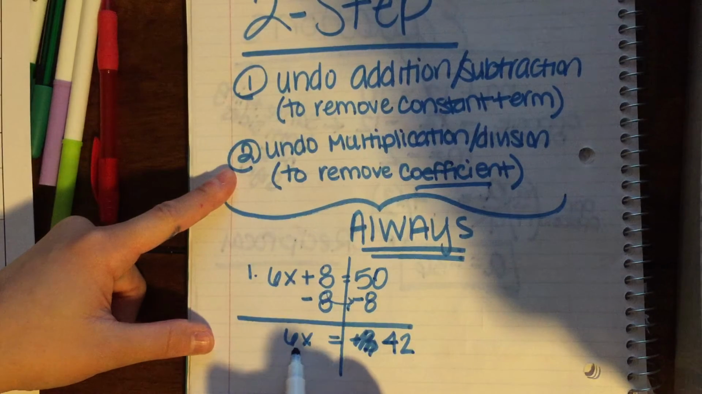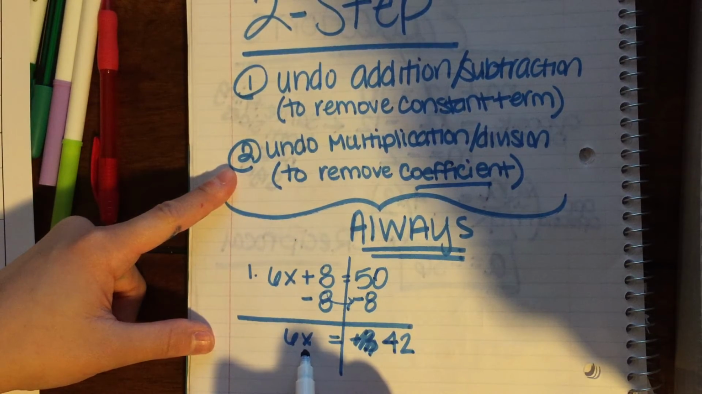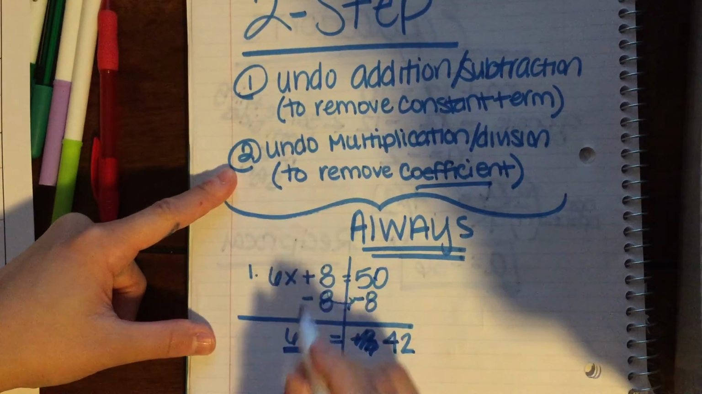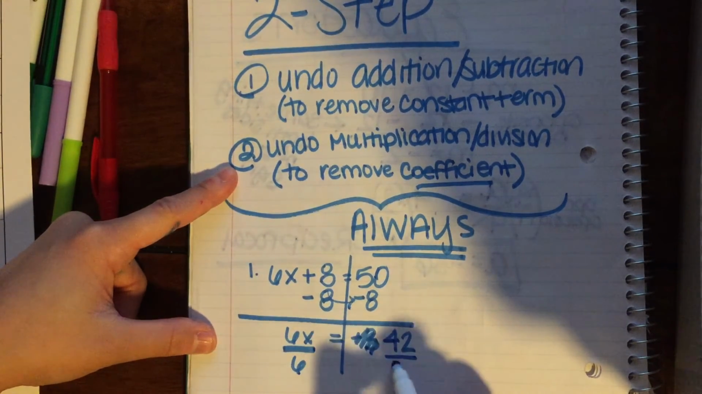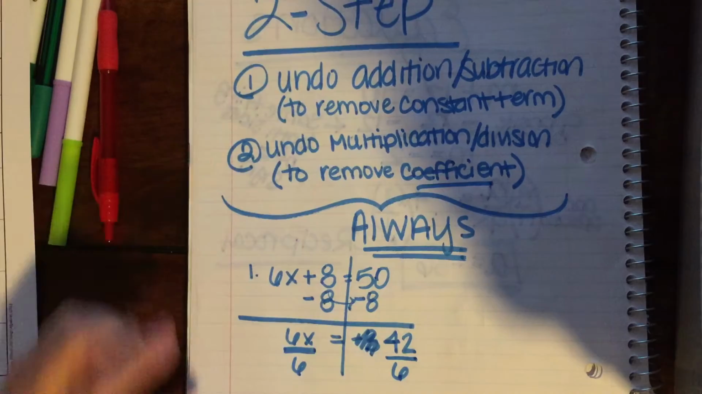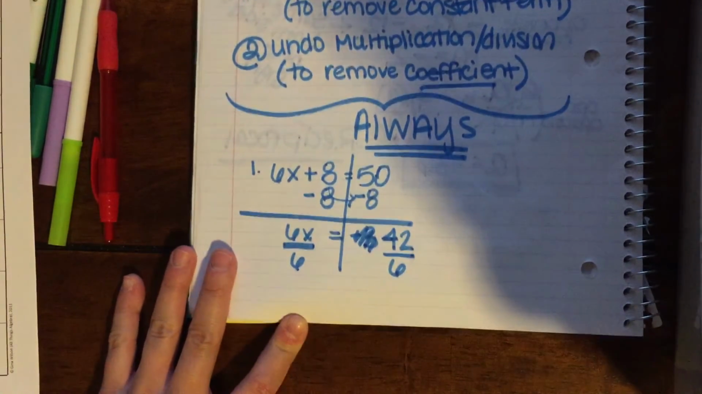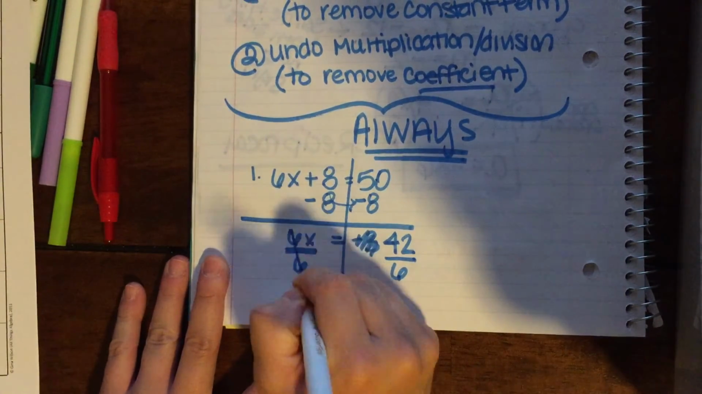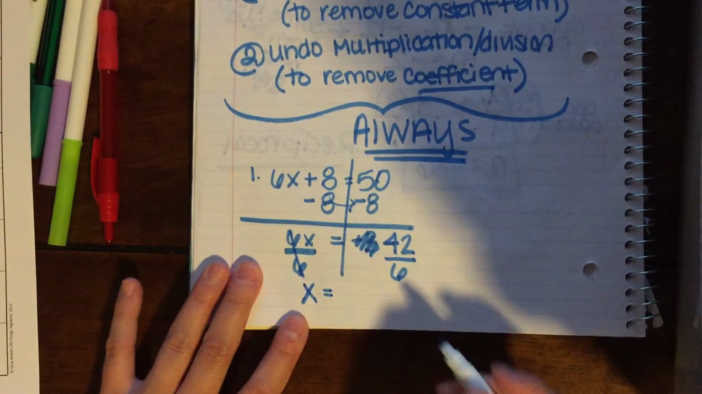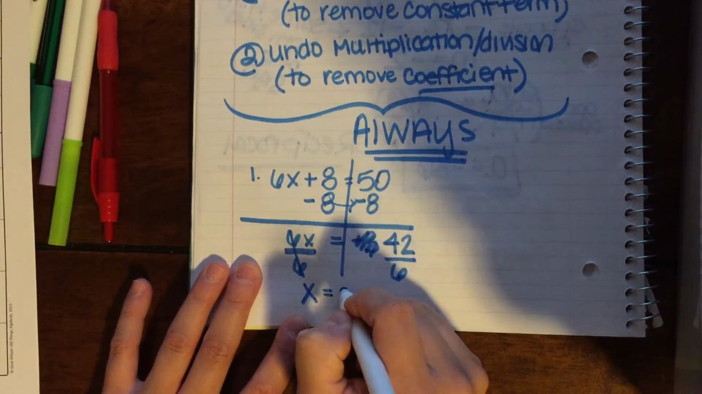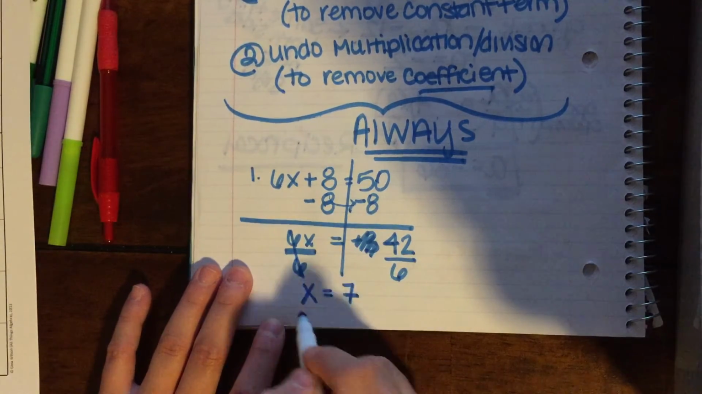Our second step is always undo multiplication or division in order to remove the coefficient. So in this problem, 6x is together by multiplication. To undo it, we have to divide. What we do to one side, we have to do to the other side of the equal sign, and we do the same thing on both sides. 6 divided by 6 is 1, so we have x by itself. 42 divided by 6 is 7.